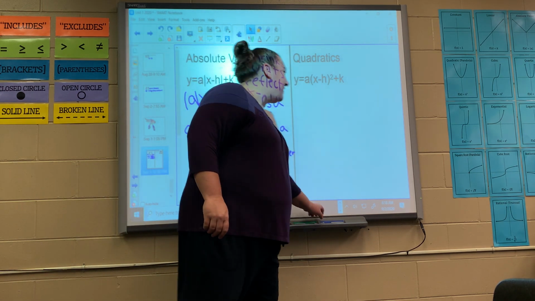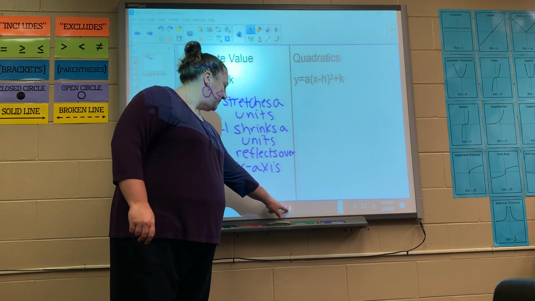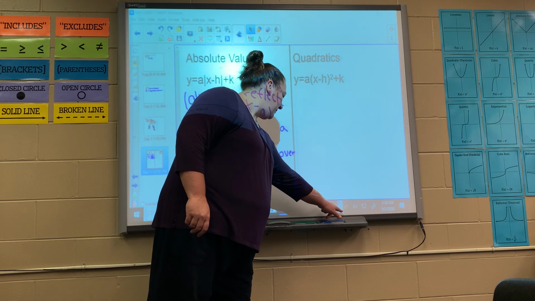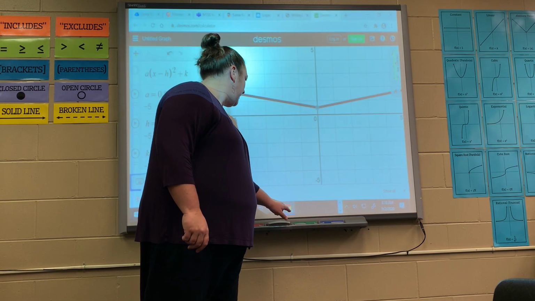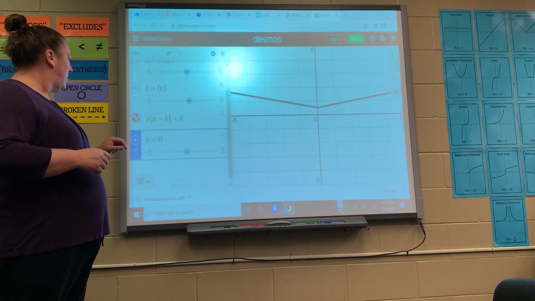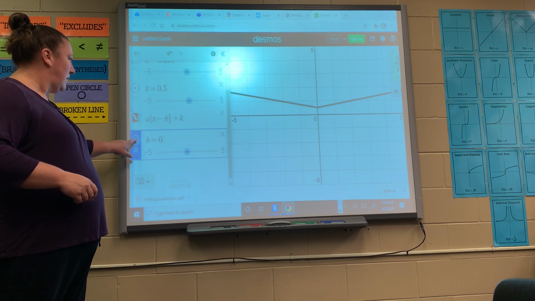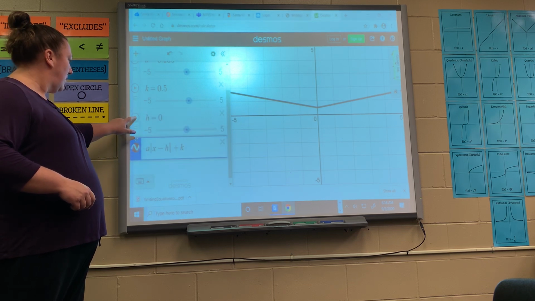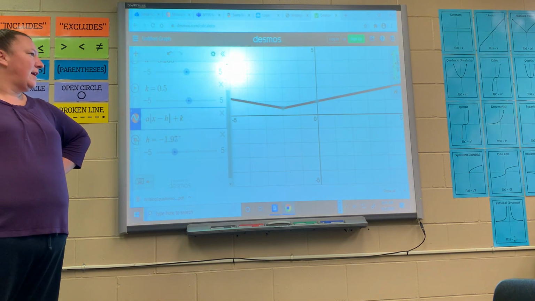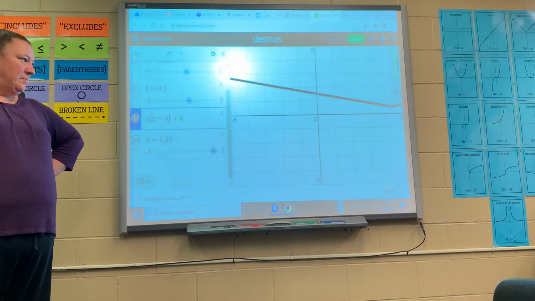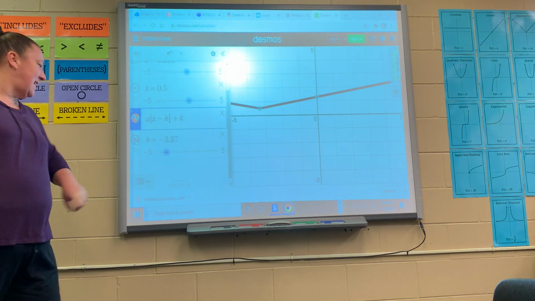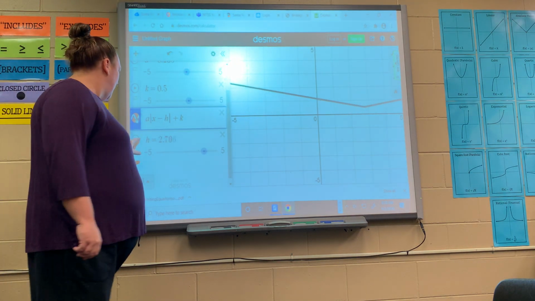Now let's go back to the graph and see what happens to H. For H, let's look. Hold on. Why is this not working? Okay. H, look. It's going back and forth. So when H is positive, it moves right, and when H is negative, it moves left. So we're going to write that.